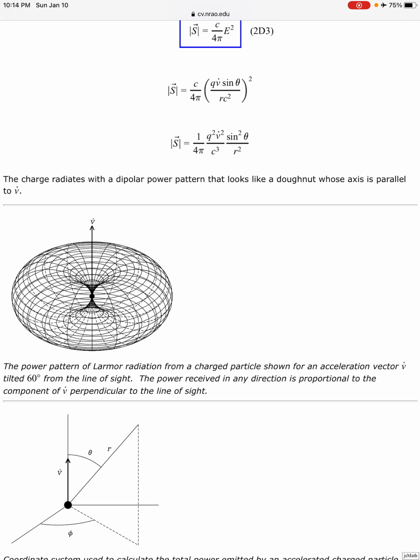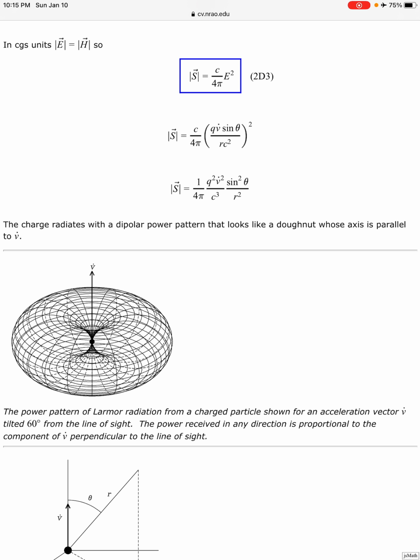So we notice that the formula is 1 over 4 pi q squared v dot squared sine squared theta over c cubed r squared. And you see that as theta goes to pi over 2, it is maximized. It radiates stronger in directions perpendicular to the charge. Therefore, the power that is radiated is not spherical and radially invariant. It is of this donut shape. So, for one charge, we now know how the radiation comes off it.